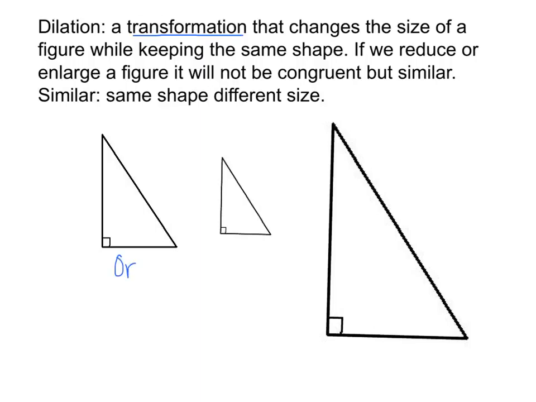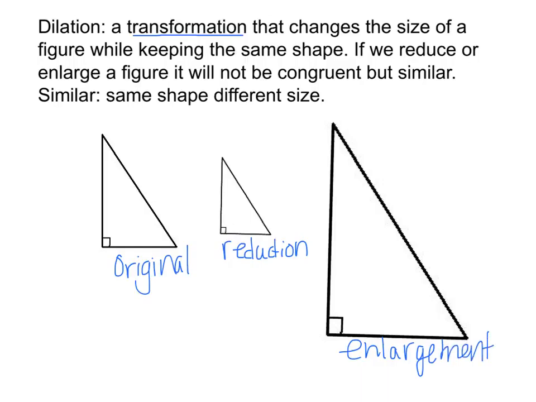So, if this is the original, this would be a reduction, and this would be an enlargement. They all are the same triangle, except one is smaller, which is the reduction, and one is larger, so we call that an enlargement of the original. Let's take a look at example 4.